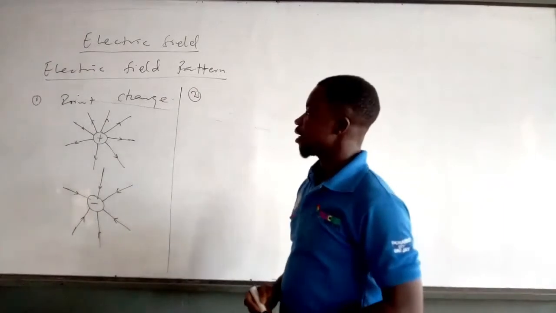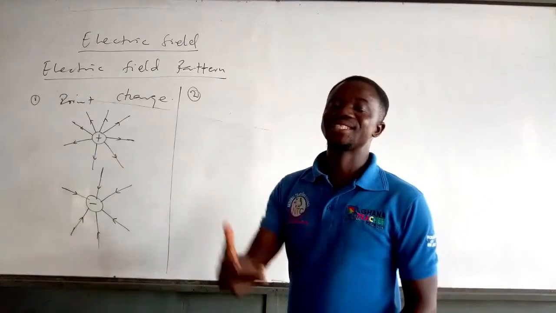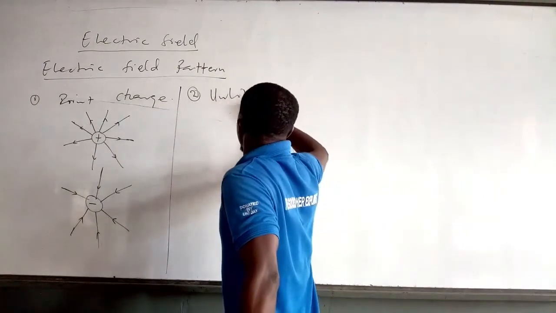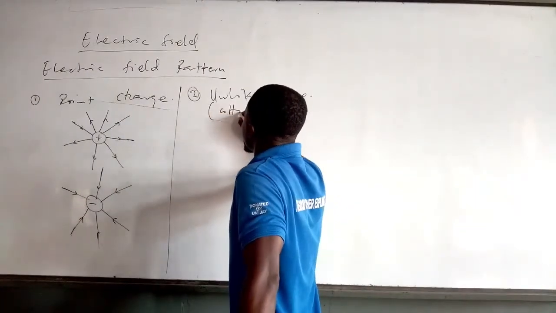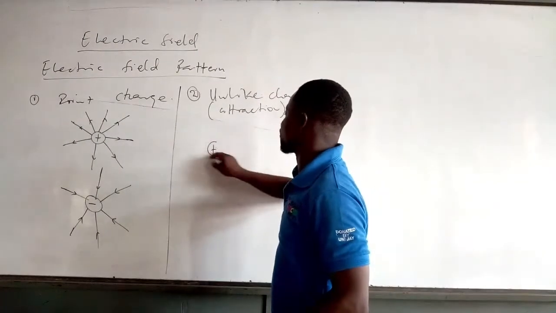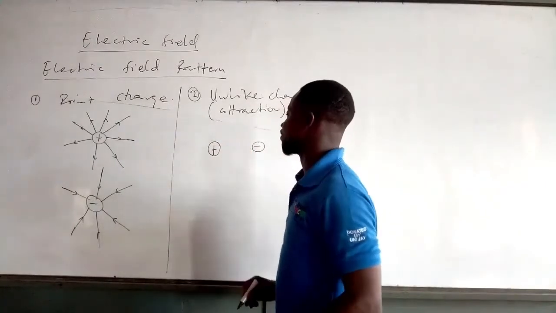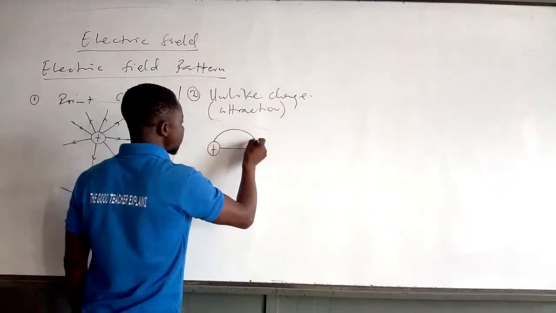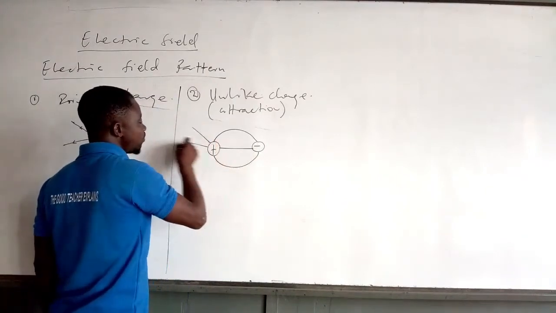Let's look at the lines of force pattern for two unlike charges. You know, unlike charges will show attraction, right? So for unlike charges showing attraction, I can have a positive charge and a negative charge like this. Between this one and this, they will move like that. And this one will move this way.